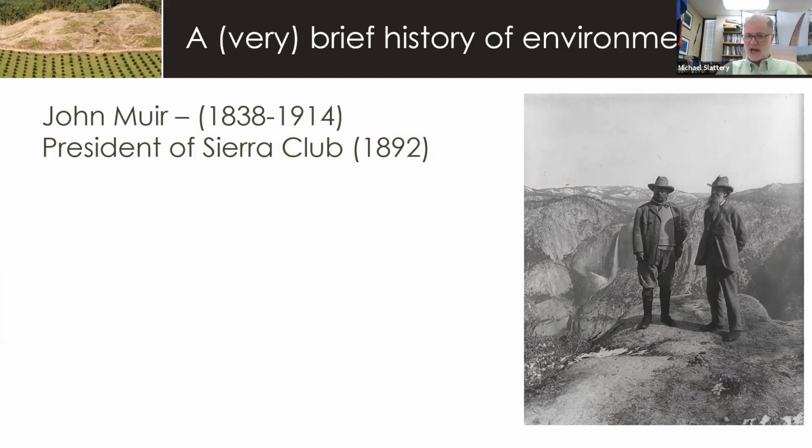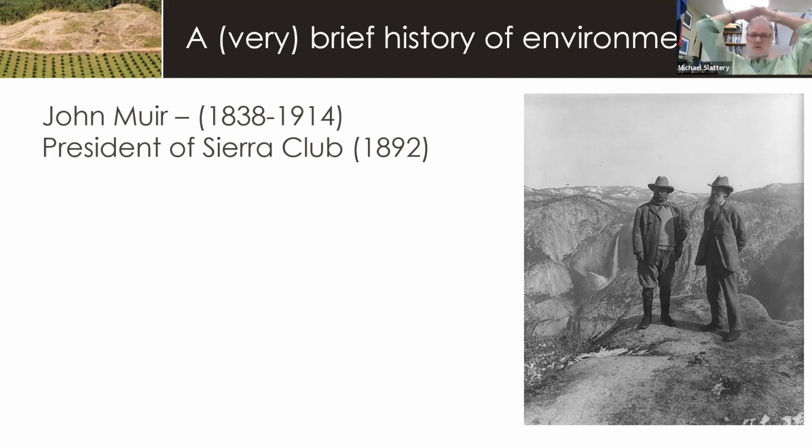Then along comes this guy, John Muir. So this is someone that you may or may not have heard of. The photograph on the right is an extremely famous photograph of John Muir on the right and President Roosevelt, again, on the left. I don't know if any of you have read any of John Muir's work, A Thousand-Mile Walk to the Gulf, so well known in terms of his nature writing.